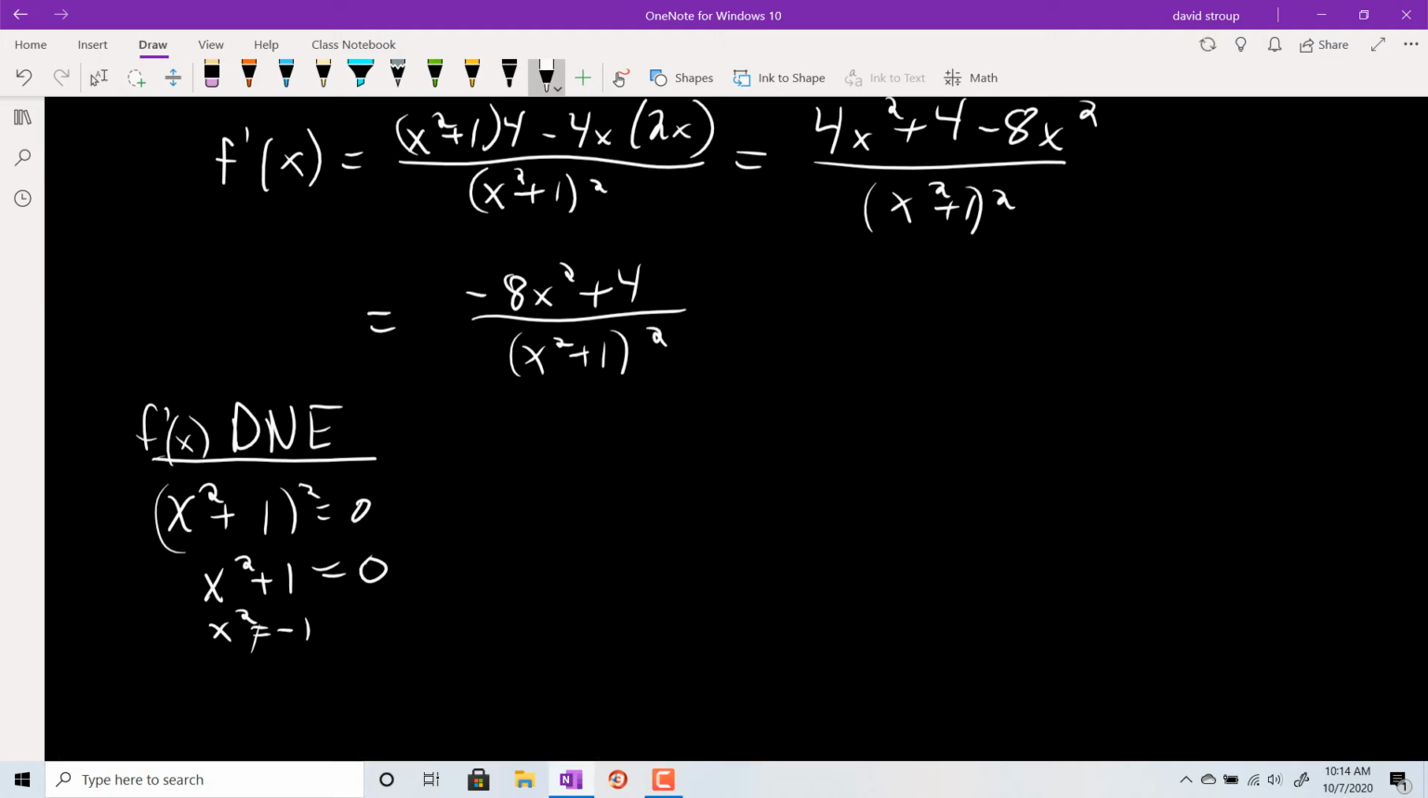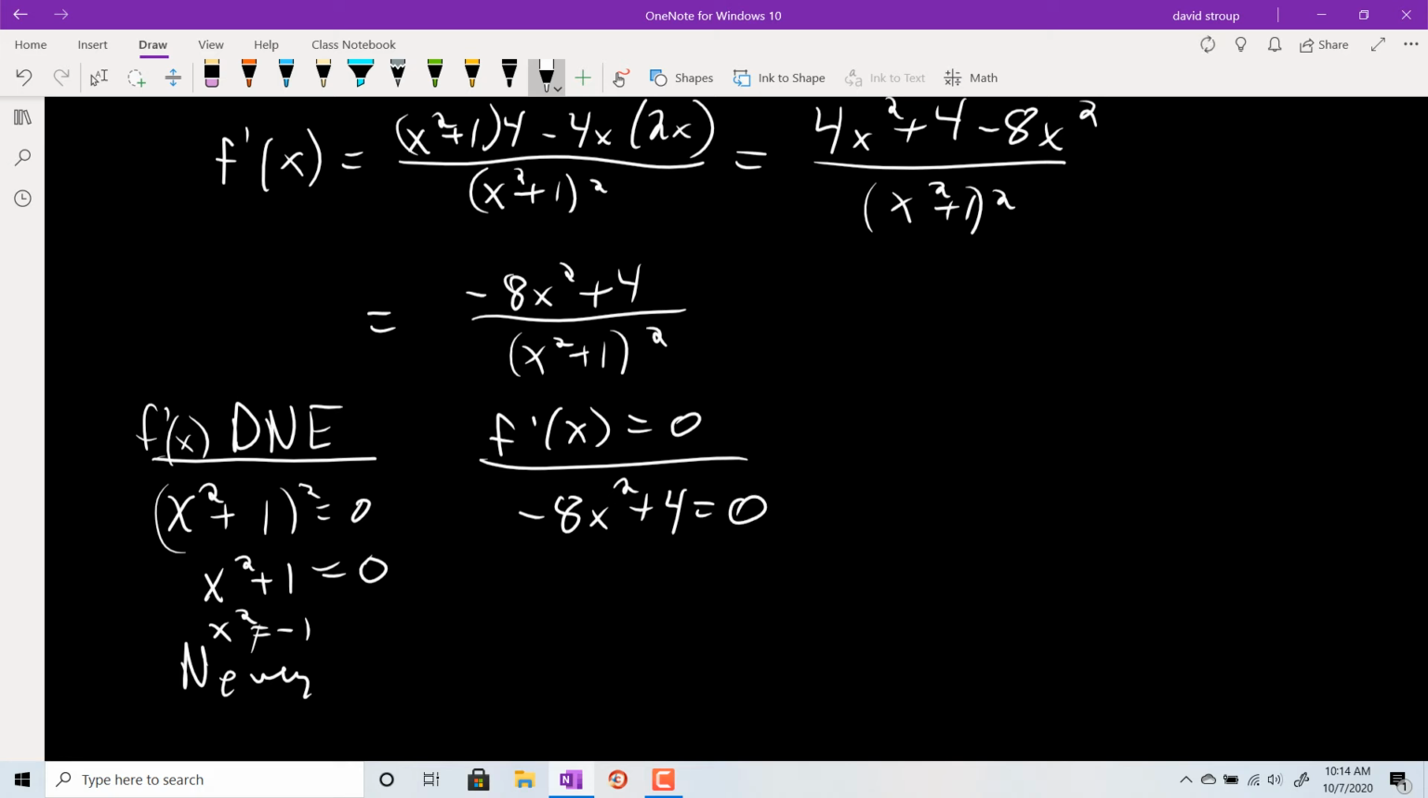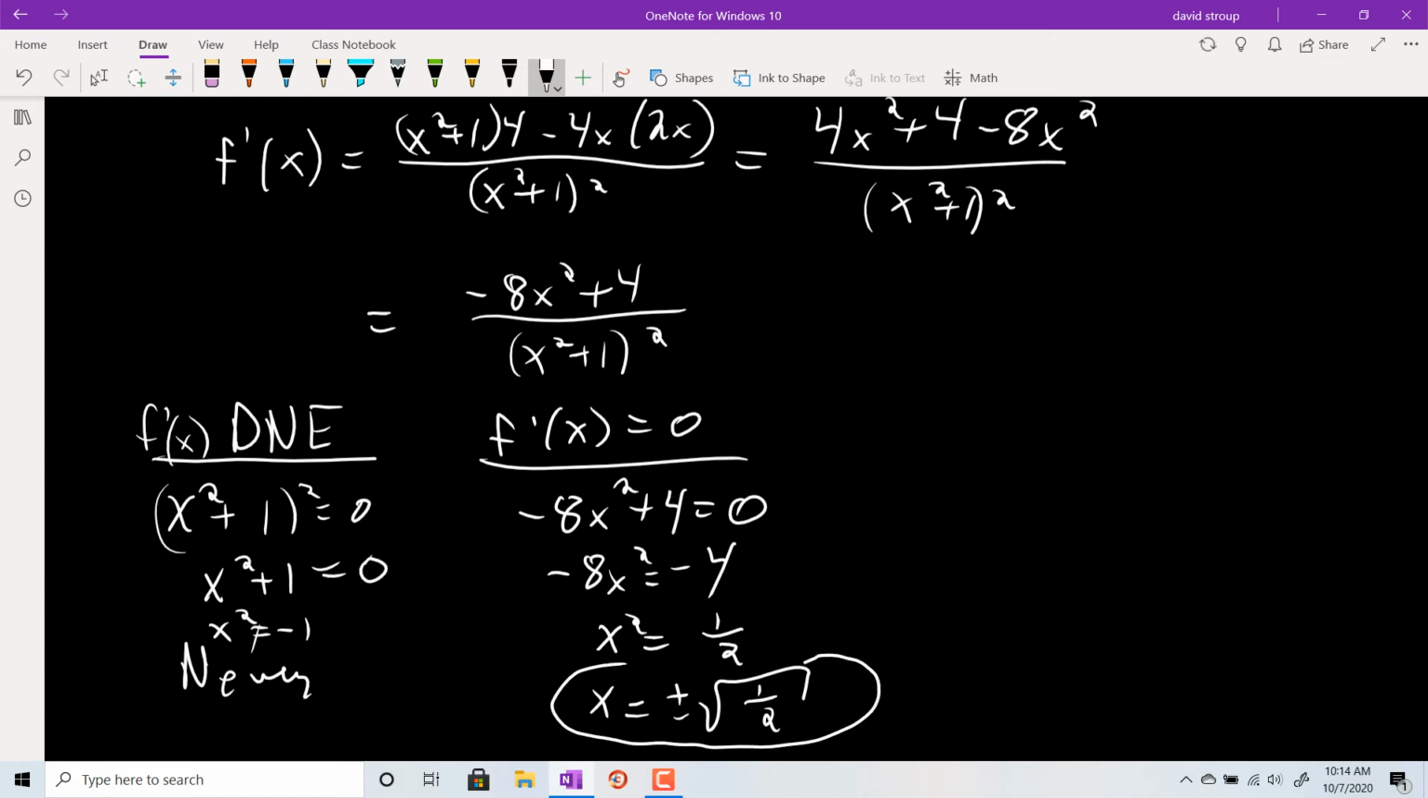Okay. In the real numbers, that never happens. So never. And then you look for where f prime of x is equal to 0, and basically just take the numerator and set it equal to 0, usually. So this will be negative 8x squared equals negative 4. Divide both sides by negative 8, so you get 1/2. And then x will be plus or minus square root of 1/2. Okay, and those will be your critical numbers.